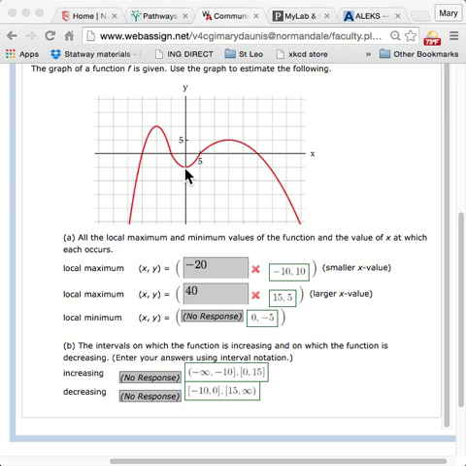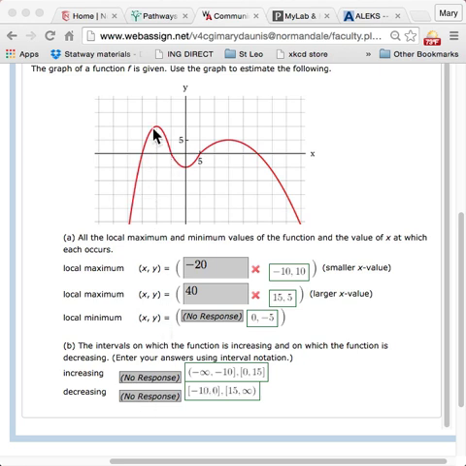It's decreasing to here, where the x value is 0. They're asking us where it's increasing. So it's increasing here, from 0 up to 5, 10, 15. So the x interval from 0 to 15. And then they want to know where it is decreasing, so it's decreasing everywhere else.